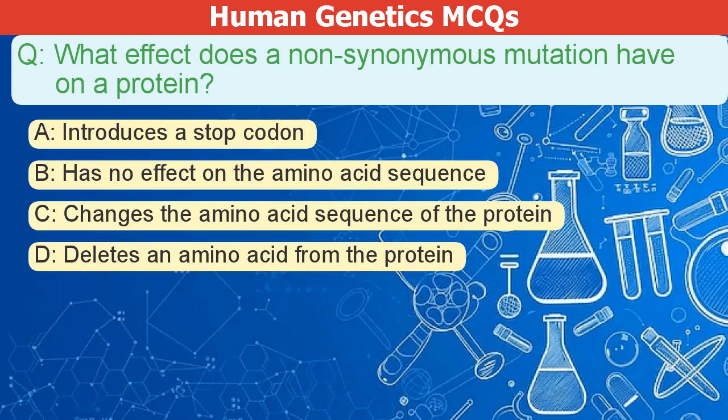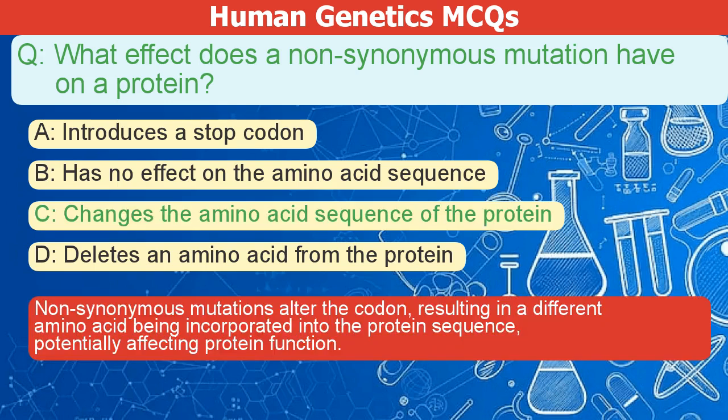What effect does a non-synonymous mutation have on a protein? A. Introduces a stop codon. B. Has no effect on the amino acid sequence. C. Changes the amino acid sequence of the protein. D. Deletes an amino acid from the protein. The correct answer is C. Non-synonymous mutations alter the codon, resulting in a different amino acid being incorporated into the protein sequence, potentially affecting protein function.